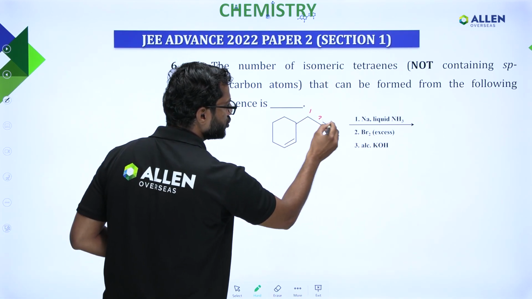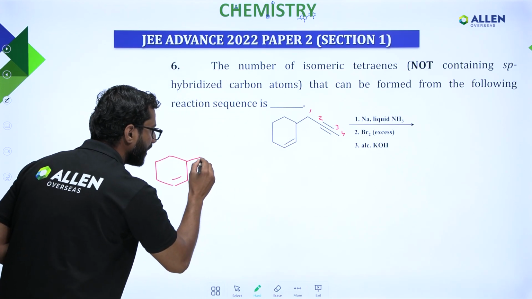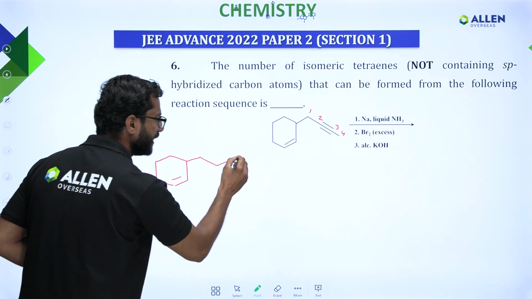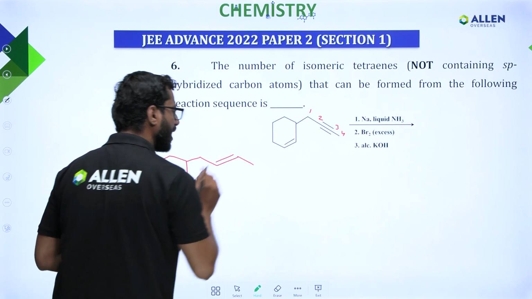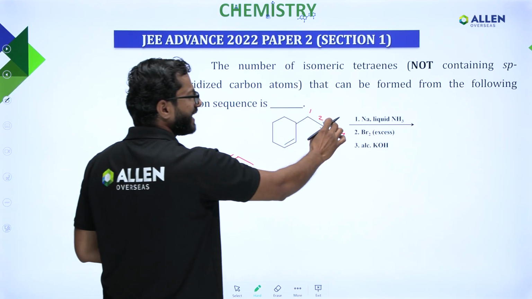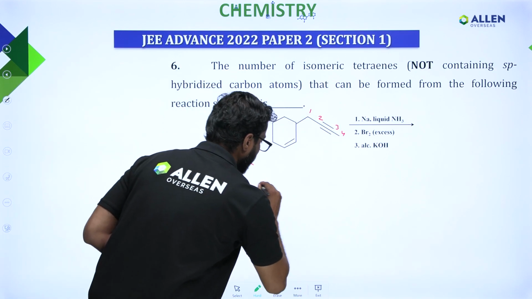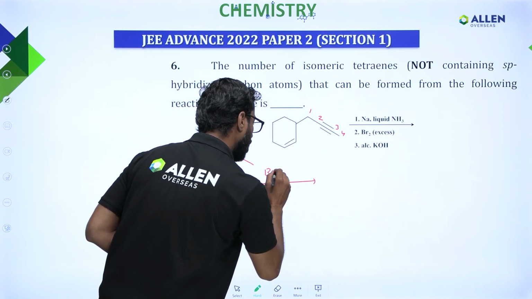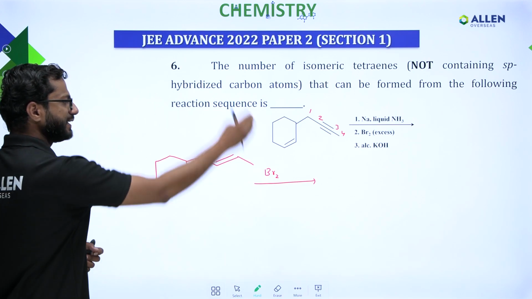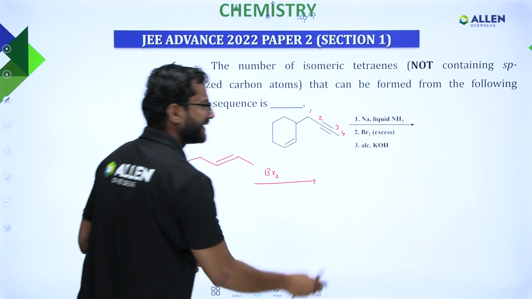So we have 1, 2, 3, 4 carbon atoms here, students, and we have this pi bond here. This alkyne gets converted into a trans alkene, right? Now let's talk about the second reaction. Br2 reacts with the alkene, and Br2 is present in excess amount.